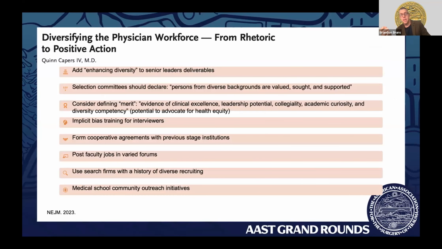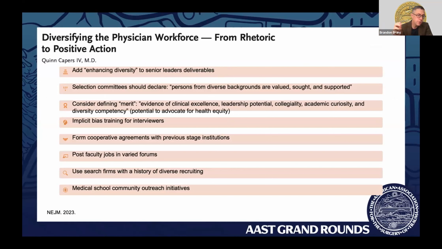All right, so now that's kind of possibly the state of what we're dealing with and what we're facing. Here are some ideas from people who are much smarter than me. Dr. Capers is our DEI chair at the University of Texas Southwestern, and this is a New England Journal of Medicine piece that he wrote, and just some areas where he outlines potential opportunities for improvement.